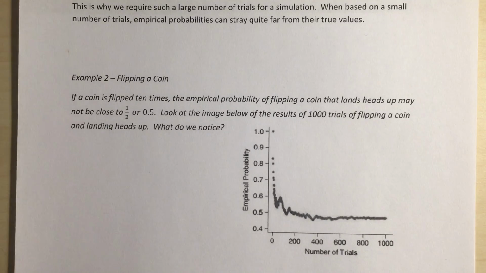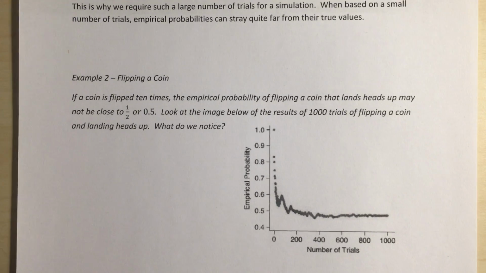So in this example that we have down at the bottom, what we see here is the results for flipping a coin. If a coin is flipped 10 times, the empirical probability of flipping the coin that lands heads up might not be close to 1/2. Look at the image below of the result of 1,000 trials of flipping a coin and it landing heads up. What do we notice?